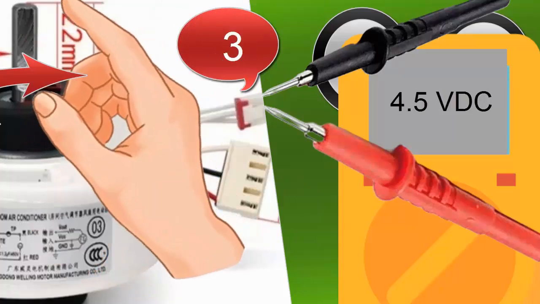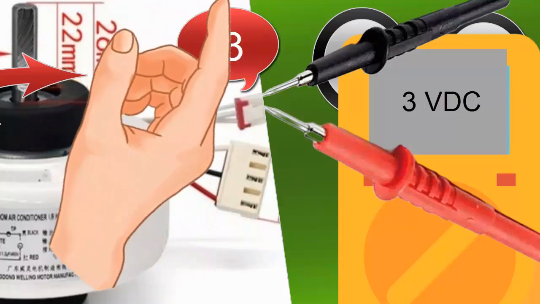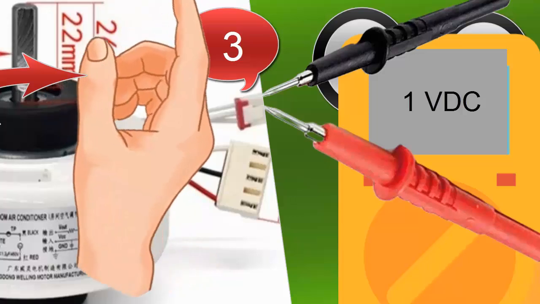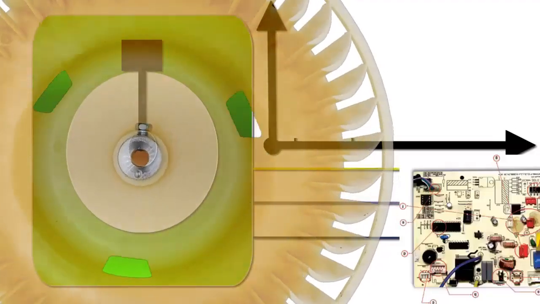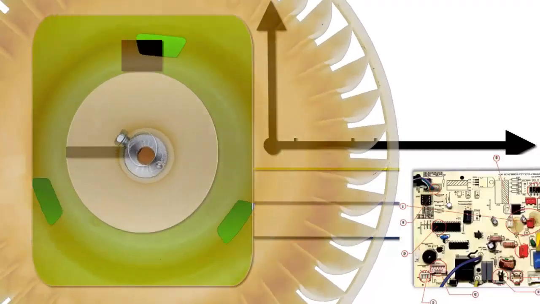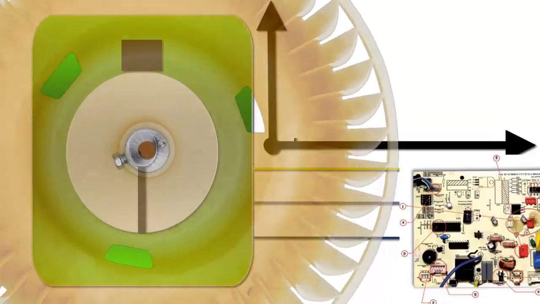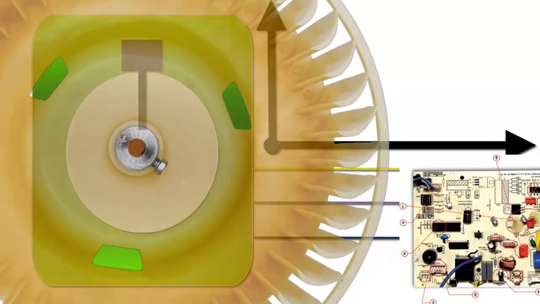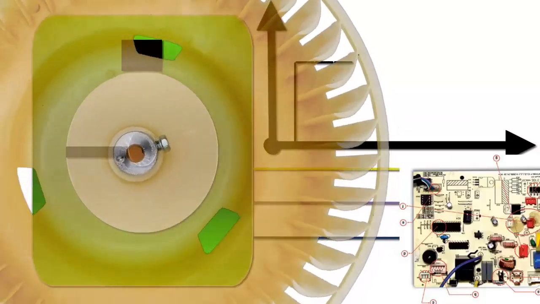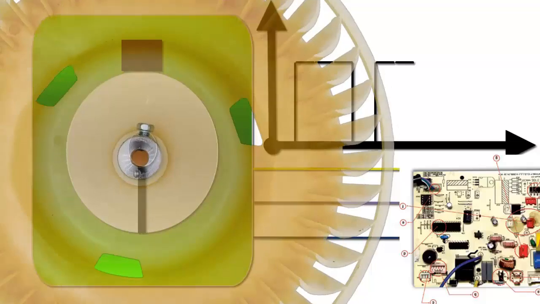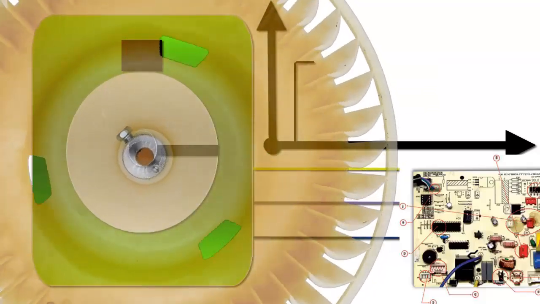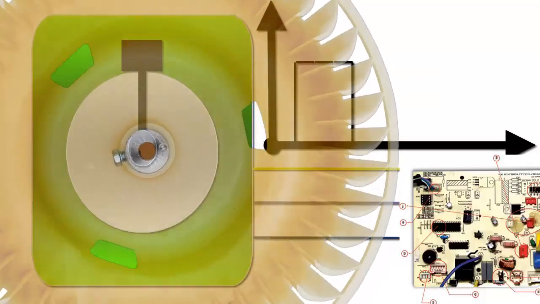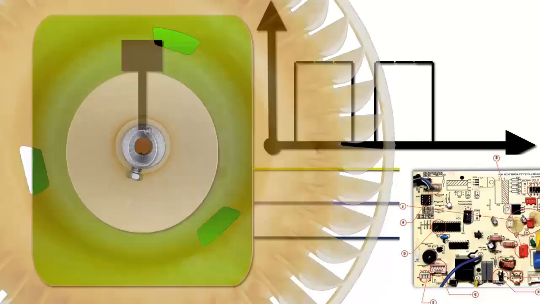To measure the sensor signal, keep the black lead of the multimeter on the ground and place the red lead on the signal pin. Then, manually rotate the fan or turn on the motor. The value on the multimeter should change, indicating that the sensor is generating speed pulses. When the signal is not received or presents abnormal values, the electronic board generates an error code.